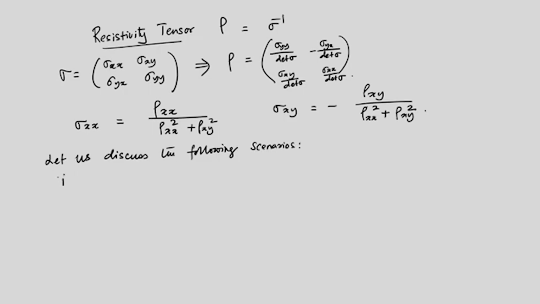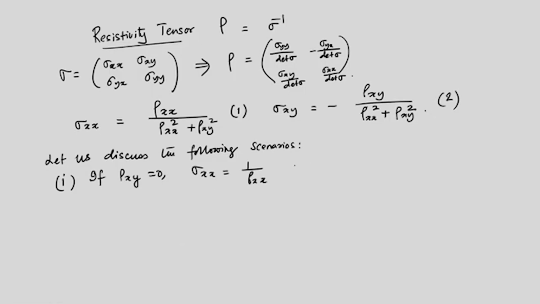So, number 1, if rho xy equal to 0, which is what I said, then sigma xx equal to 1 by rho xx, which you can see from the equation, this one. Let's call these equations 1 and 2, which are not the same as the 1 and 2 that we have discussed earlier.